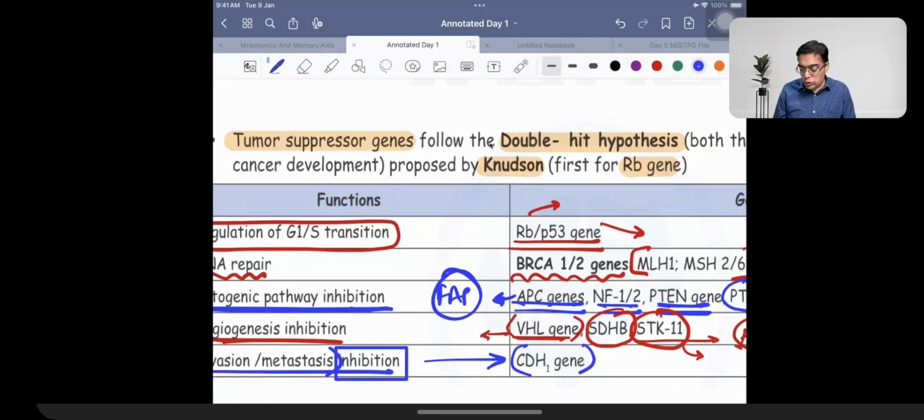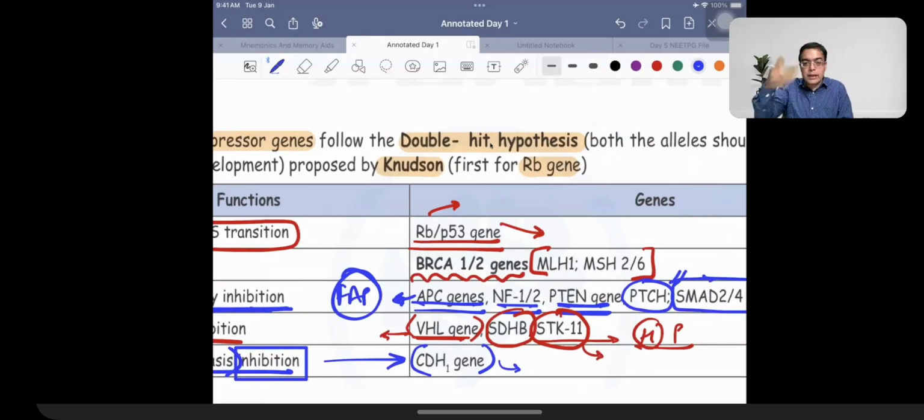What's the problem if a patient has a CDH1 mutation? Breast cancer, gastric cancer. What type of breast cancer? Lobular. What type of gastric cancer? Diffuse gastric cancer. Right? So you can see the whole table has come in INICET like this. That's what you need to keep in mind.